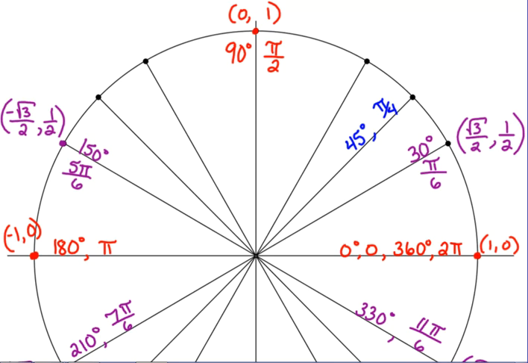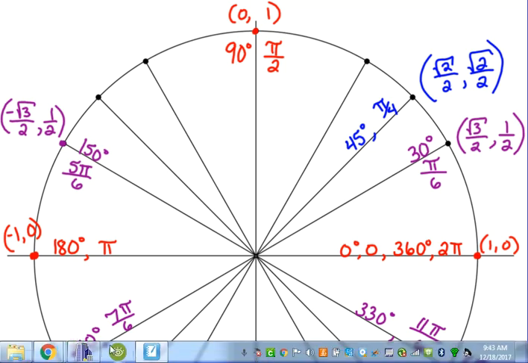Lovely. All right, so this point is the square root of 2 over 2 and the square root of 2 over 2. This one's really easy to remember because if you're right in the middle of the quadrant, your x and your y are going to be equal to each other.